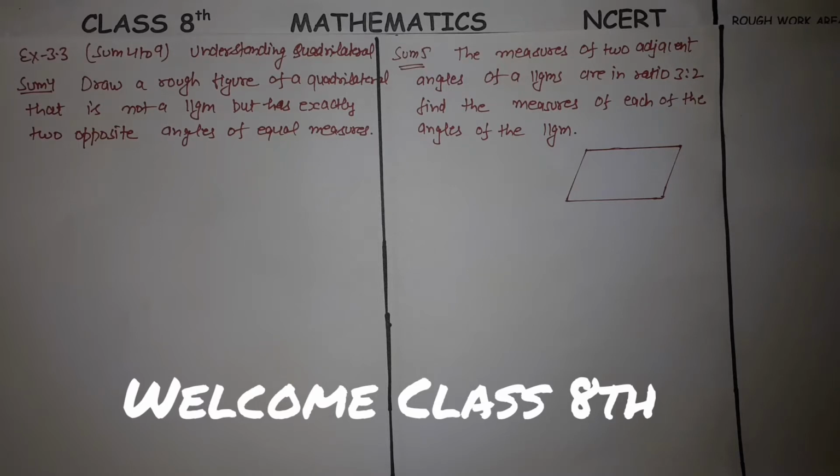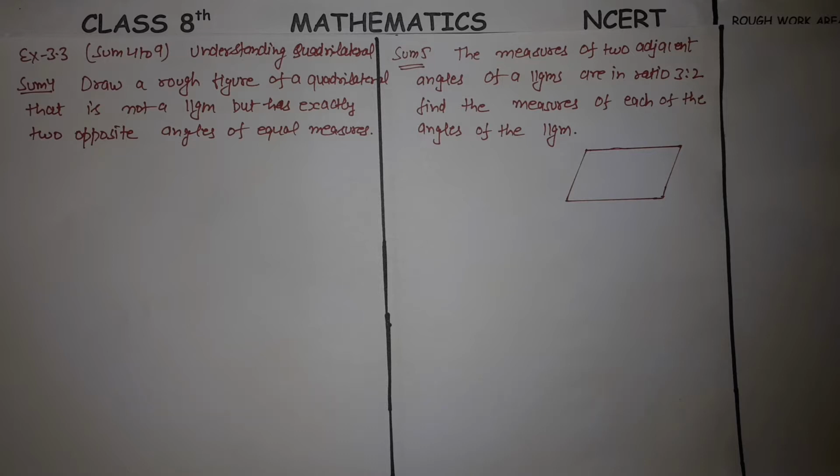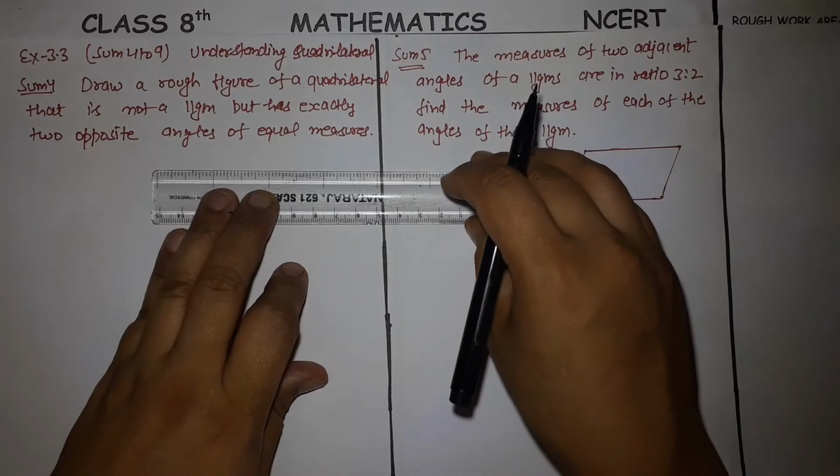Hello students, we will continue exercise 3.3, sum 4 to 9, Understanding Quadrilaterals, chapter 3. Sum 4 is on your screen. Draw a rough figure of a quadrilateral that is not a parallelogram but exactly two opposite angles are of equal measures.